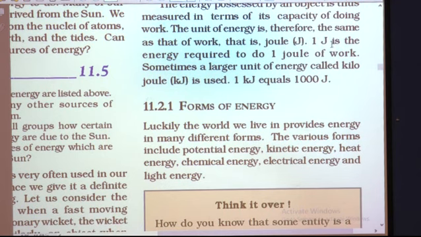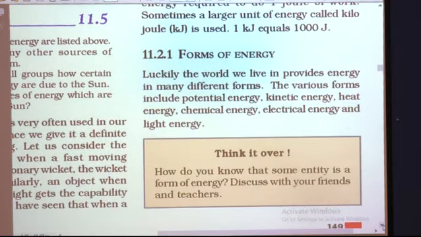1 J, that is 1 joule, is the energy required to do 1 joule of work. Sometimes a larger unit of energy called kilojoule, which is written as kJ, is used. So what is 1 kilojoule? It is equal to 1000 joule. Just like 1 kg means 1000 grams, in the same way 1 kJ means 1000 joules. So see, work and energy are related to each other. If you have less energy, you can do less work, and if you have more energy, you can do more work. Means they are directly proportional to each other.